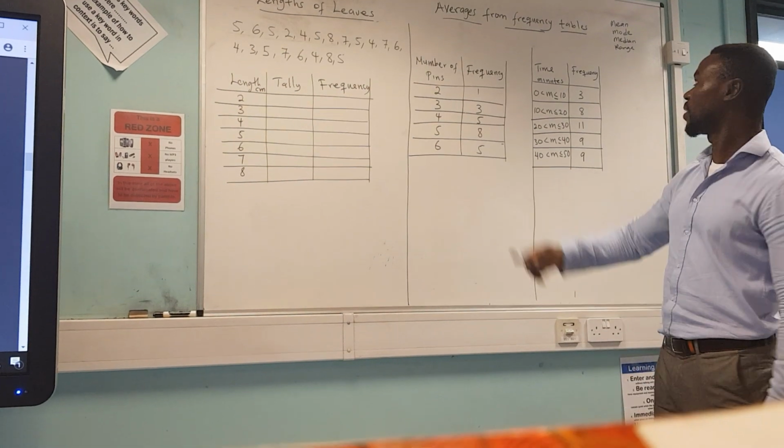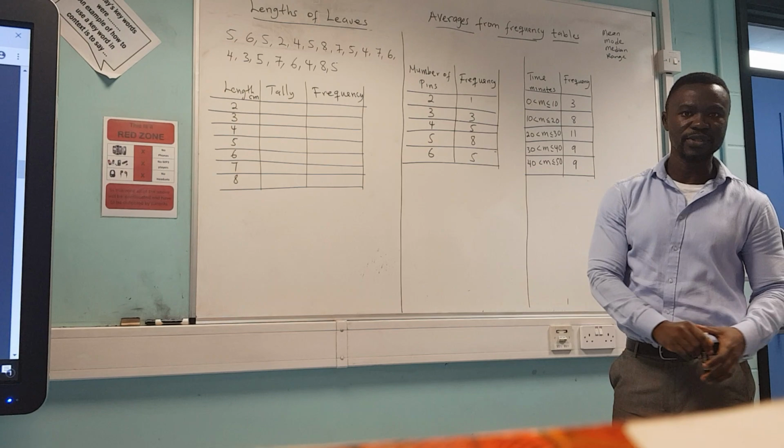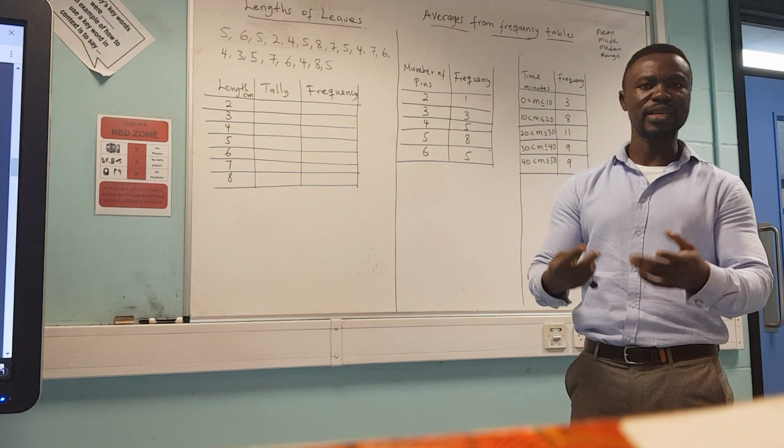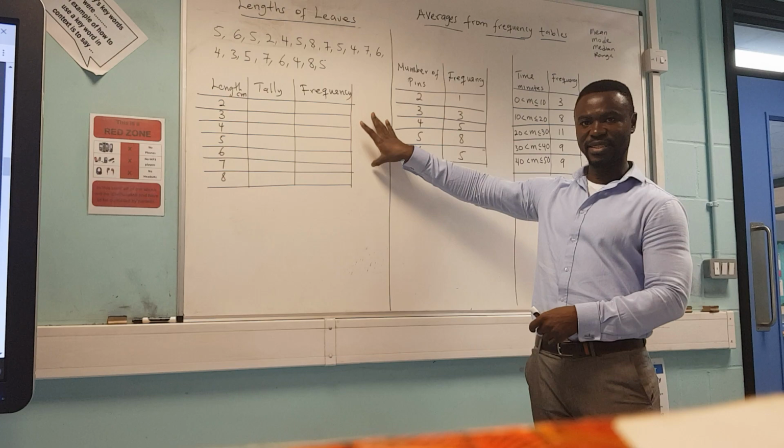Okay, so we're looking at a topic called averages from frequency tables. Averages means we're looking at what we call the mean, the mode, the median, and sometimes they ask you about the range. Okay, I've got three different sets of questions here. That's easy, then it goes to this part.